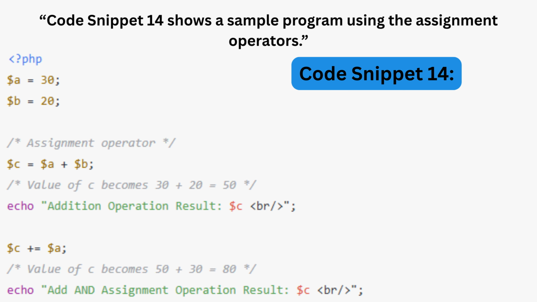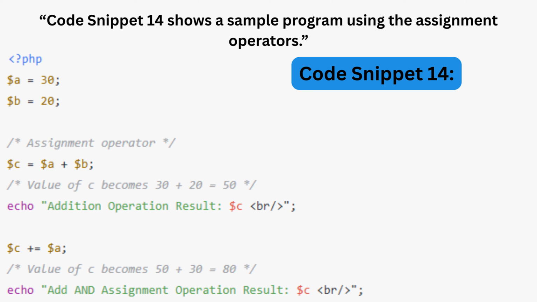In the example shown on the screen, we begin by creating two variables, a and b. We assign the value 30 to a and 21 to b. This is the most common form of assignment. The equal sign, also known as the simple assignment operator, takes the value on the right and stores it inside the variable on the left. It's a straightforward way to give variables their initial values.